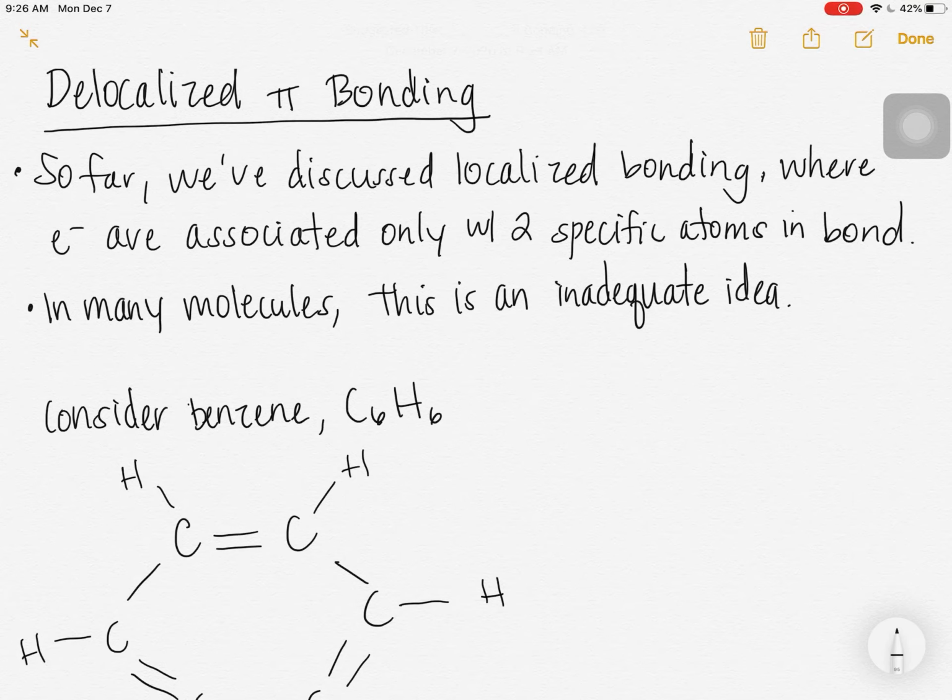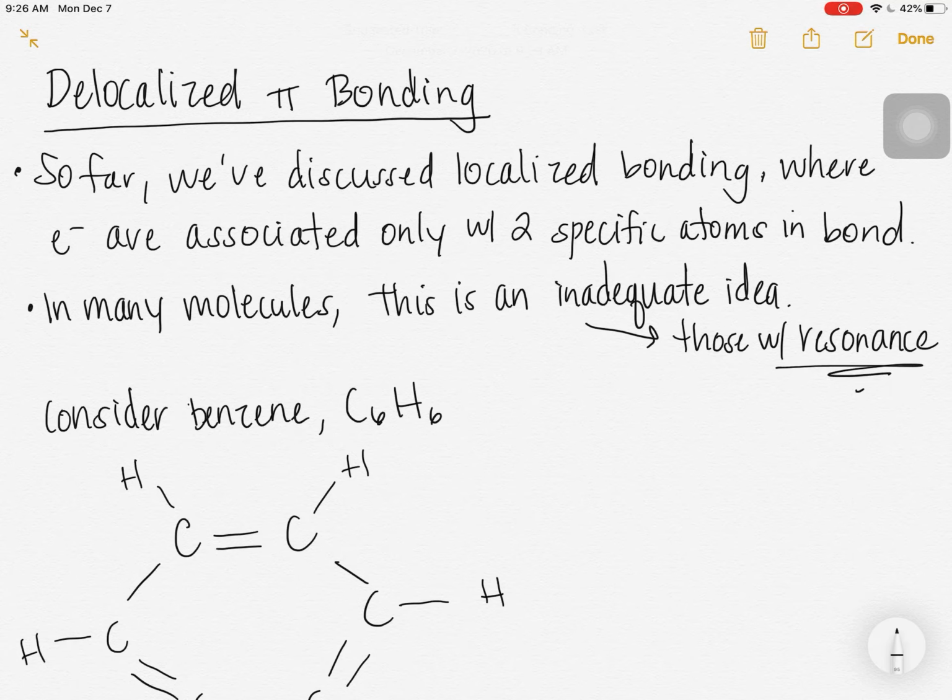If you think about what it means to be local, what would be a good example? If you ask somebody, are you local to here? That means, are you from this area, kind of, right? So localized bonding means only discussing the two atoms that are in that bond. However, often this is an inadequate idea for many molecules, and the molecules that it's inadequate for are those with resonance.